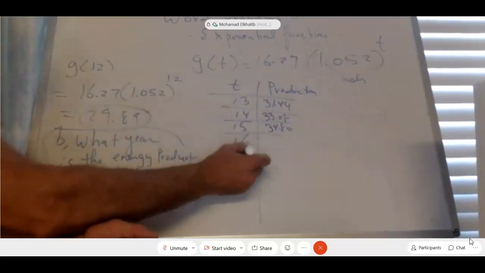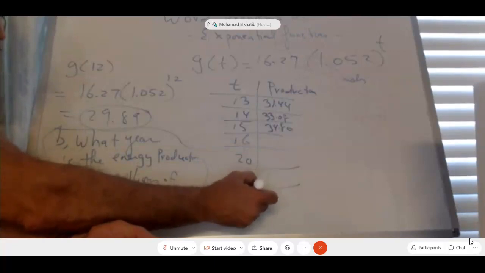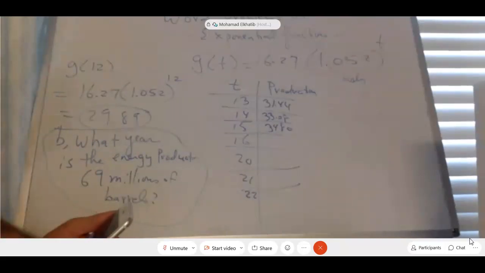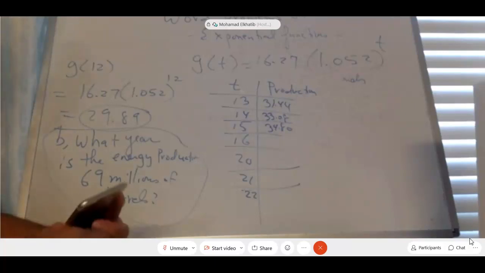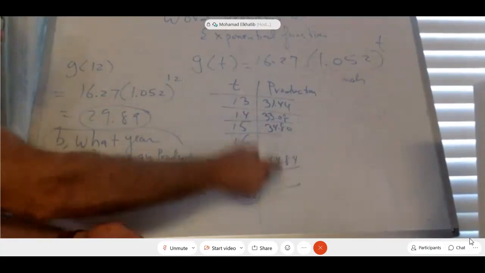So I'm going to skip around. I'm going to do 20 and 21 because it looks like it's going to be a while to reach what? 69 million barrels. So let me do 20. So I'm going to do 1.052 raised to the power 20 times 16.27. I got 44.84. Well, let me do 22 now.